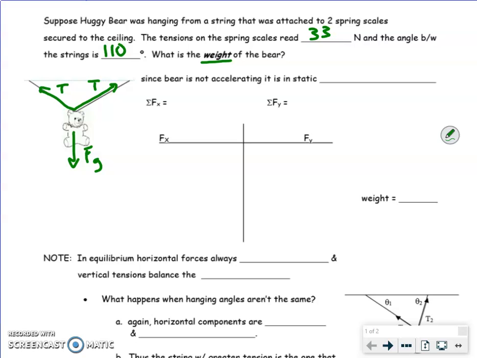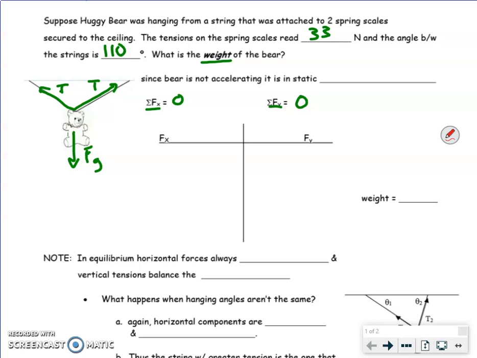We understand that both T's are the same. We know that this system is in equilibrium, meaning the forces have to add up to 0, but we can't just say T plus Fg equals 0. We want to compare vertical to vertical and horizontal to horizontal. So that's where sigma Fx, the sum of the forces in the x direction, comes in. We know this has to be 0, and this has to be 0. In order to work out the algebra, we want to break things into components.